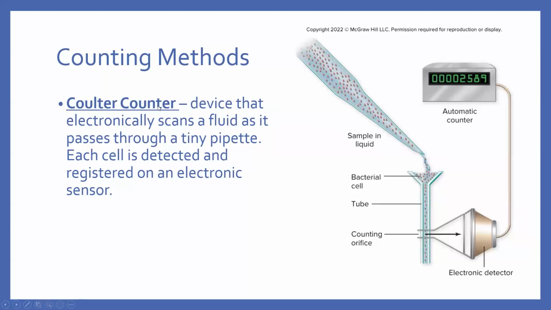The final method you can use is a Coulter counter. This is a device that scans the fluid. So if you have your broth with bacteria up here, you could add it to the counter, it would go through the fine tube, and as each of the bacteria goes by, it counts it with this electronic detector, and you can count all the bacteria in a sample.